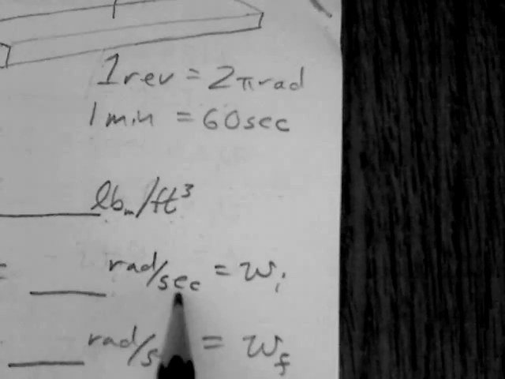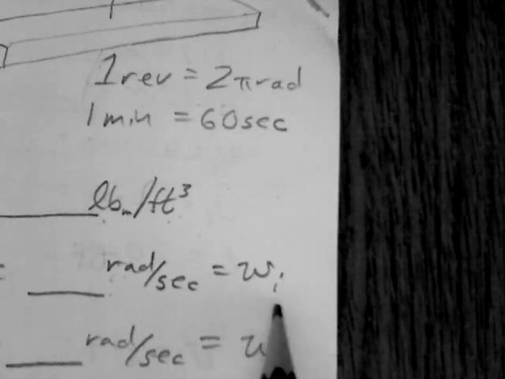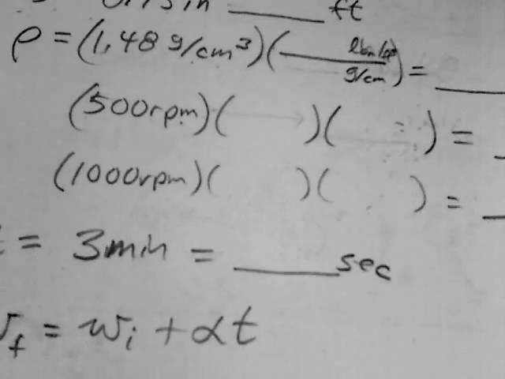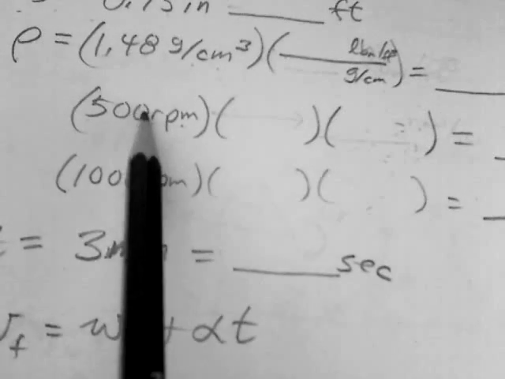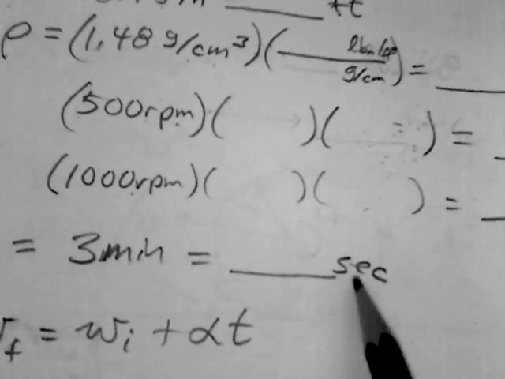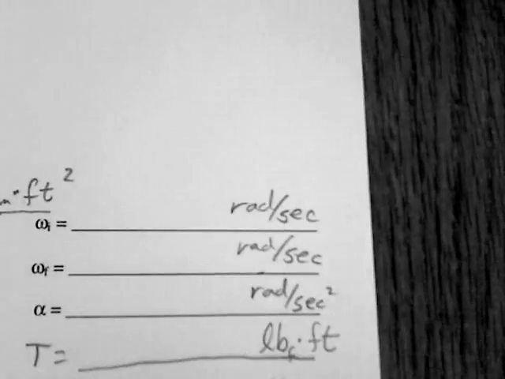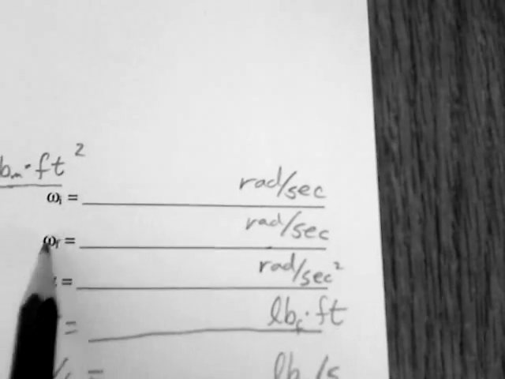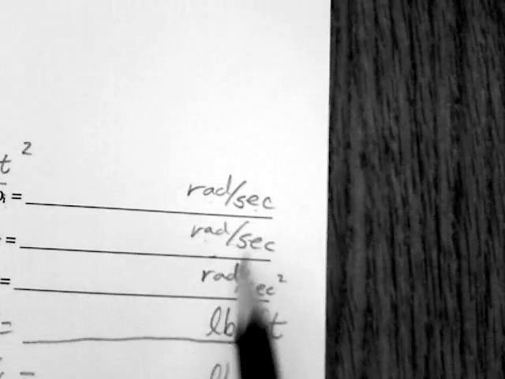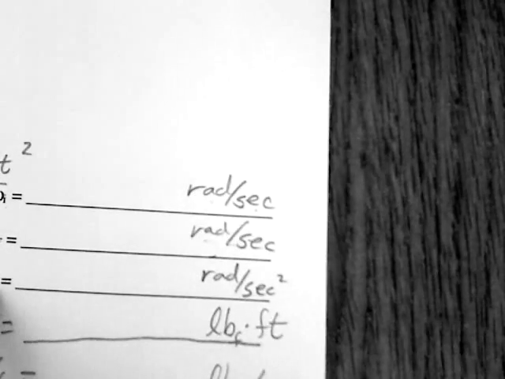Convert all of that over so that you get something that is in radians per second, and this is the initial and final angular velocity. Convert the time over which the speed goes from this to this. That's 3 minutes. Convert that over to seconds, and you can solve for alpha. So that gives you the first 3 blanks on there, omega initial, omega final, and alpha. Express those in radians per second and radians per second squared for alpha.